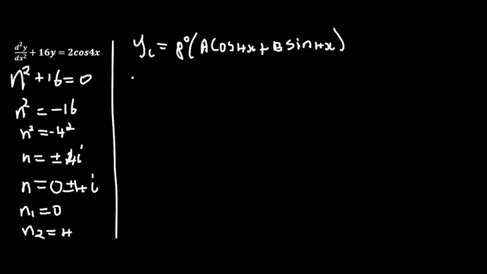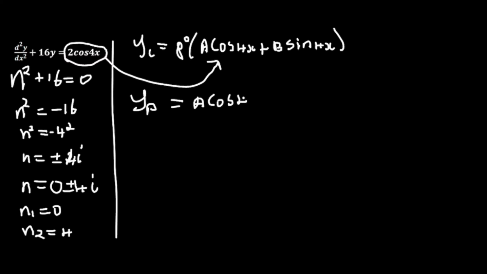For our particular solution, we see that our particular integral is part of our complementary solution. Therefore there's going to be a problem with this similarity. So instead of just saying that our y particular is equal to a cos 4x plus b sine 4x, if we take this to be our particular solution, it's going to cancel at the end.